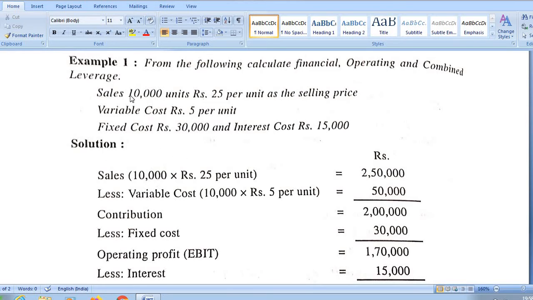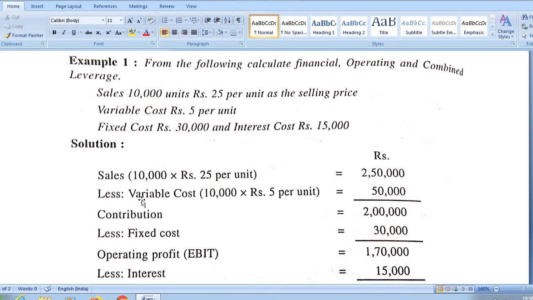See, sales, how much? 10,000 units at rupees 25 per unit, which is 10,000 into 25, 2,50,000, minus variable cost. Variable cost means it has a direct relationship with sales. It always increases when the sales increase and decreases when sales decrease. That's why it is given per unit. This cost always depends on the production of a unit. So 10,000 into 5, which comes to 50,000. So contribution will be 2 lakhs.